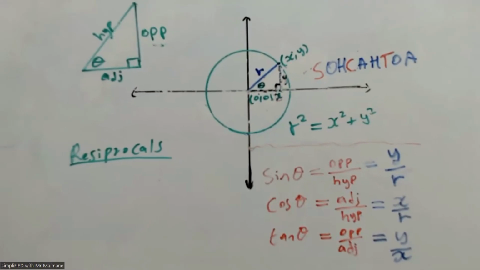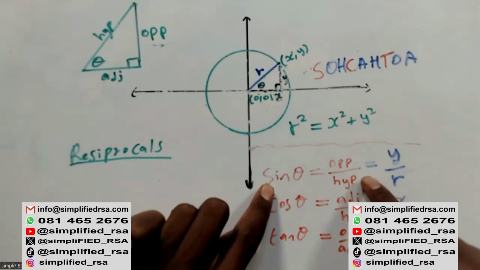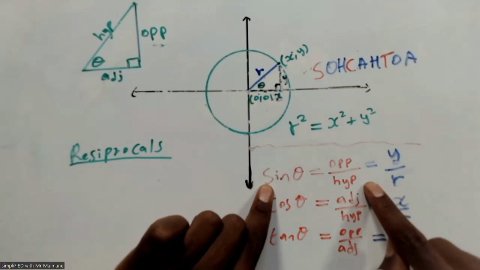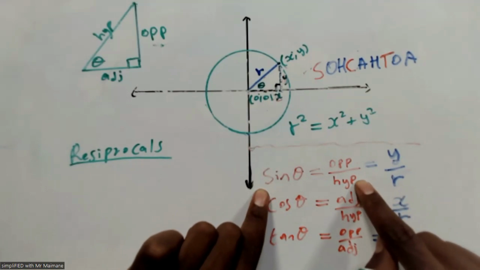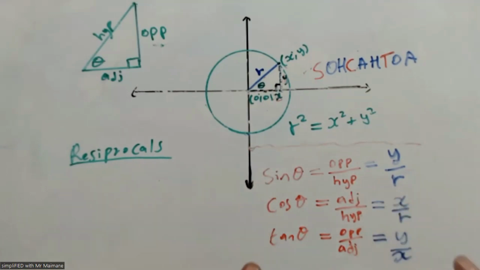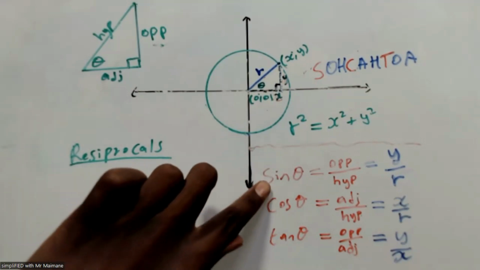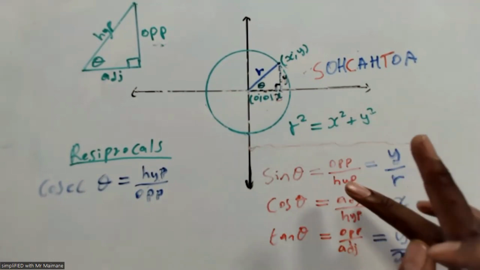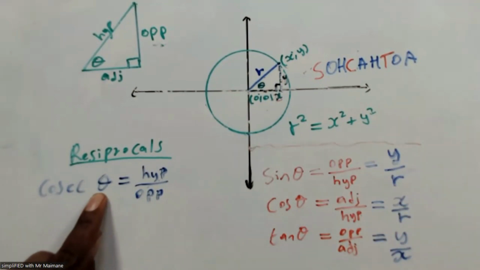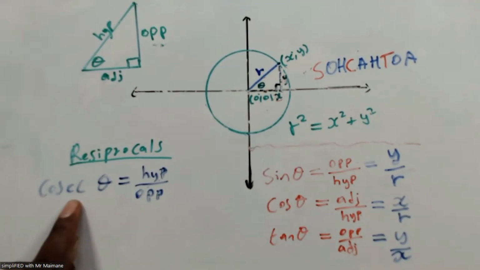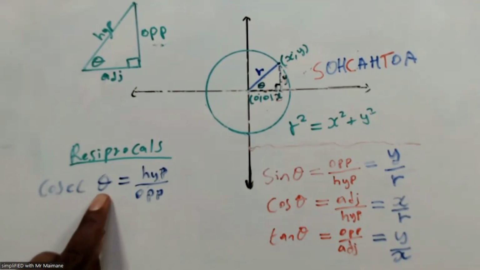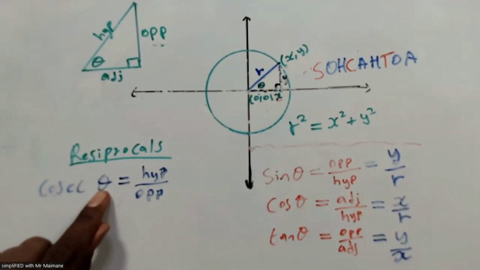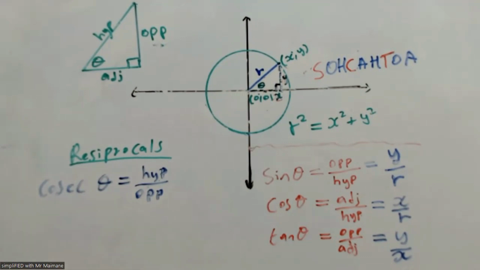Yeah. So they have reciprocals, which is like the inverse, let me not say inverse, I'll confuse you. So these trigonometric functions have reciprocals. Do you know the reciprocal for sine theta? The reciprocal for sine theta is cosec theta. It's cosecant, but we denote it by cosec. So cosec theta is the opposite of what sine theta is. So cosec theta is equal to hypotenuse over the opposite.